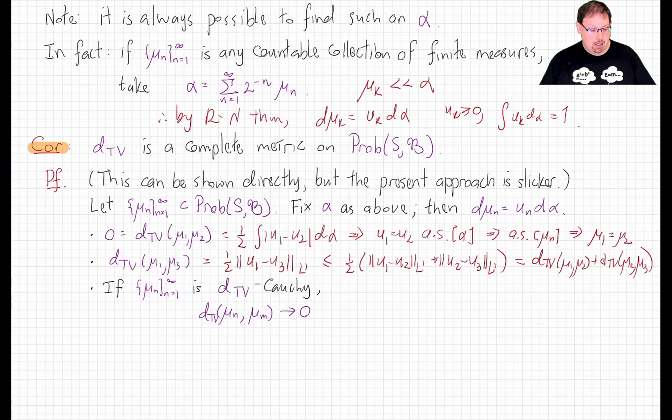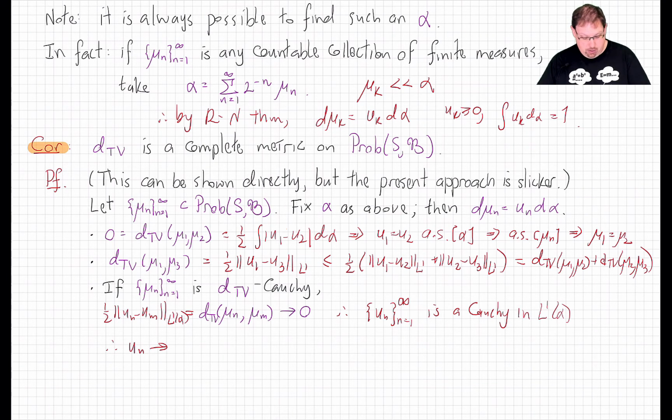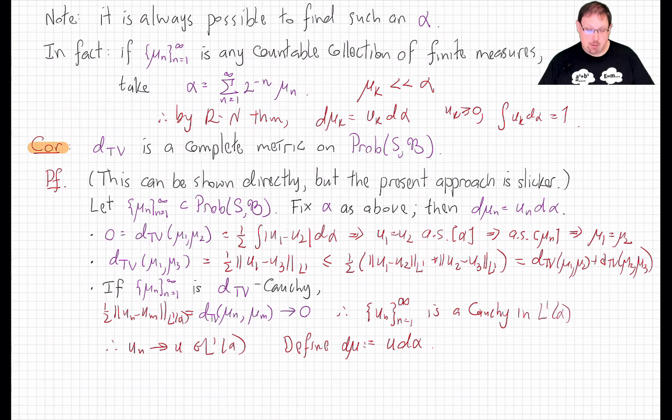Here we're going to leverage the completeness of L1. So if I have a sequence mu n that is Cauchy in total variation metric, meaning that the total variation distance between any two terms in the sequence tends to 0 as n and m go to infinity, well, by Scheffé's lemma, that says that the L1 distance between their densities goes to 0 as n and m go to infinity. In other words, that says that the densities form an L1 Cauchy sequence. L1 is complete, as we've proved, and so therefore un converges to some u in L1. And so we're going to set mu to be the measure which has that u limit as its density with respect to the reference measure alpha.